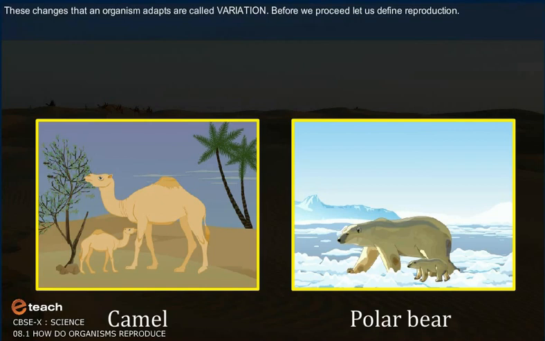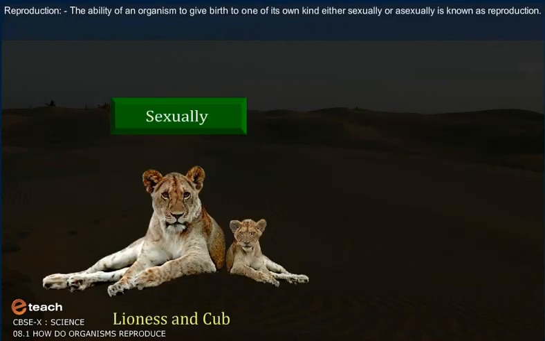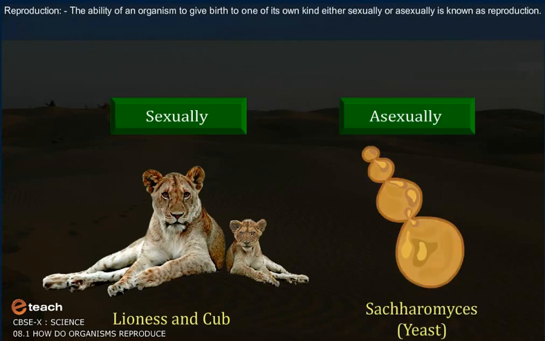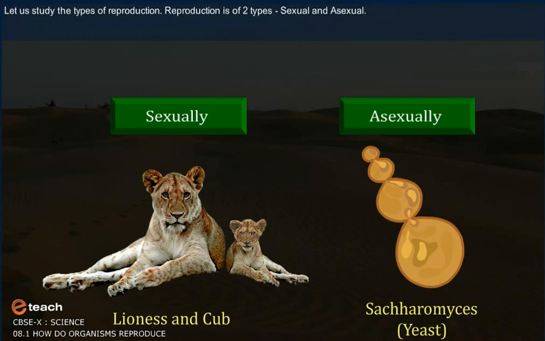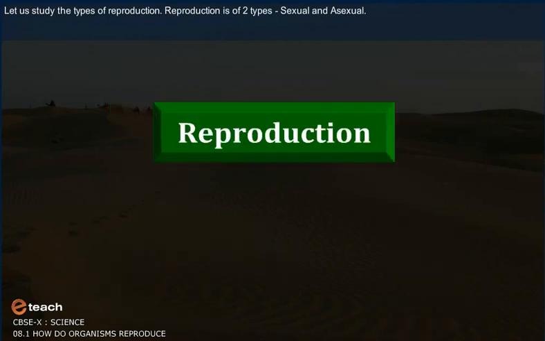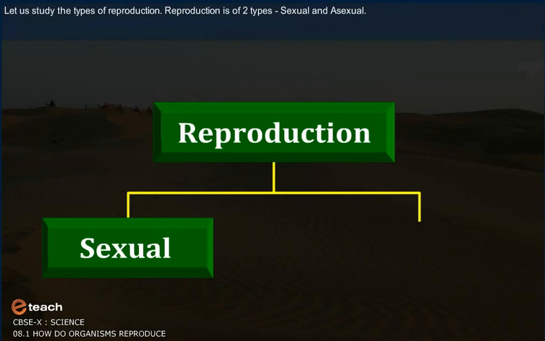Before we proceed, let us define reproduction. Reproduction, the ability of an organism to give birth to one of its own kind, either sexually or asexually, is called reproduction. Let us study the types of reproduction. Reproduction is of two types, sexual and asexual.